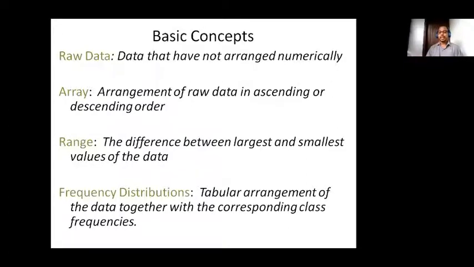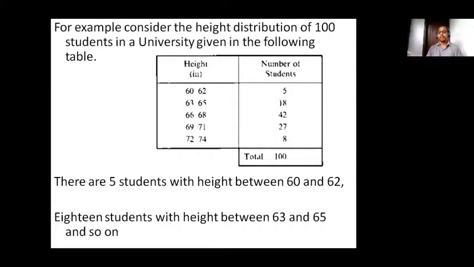Now we introduce the term frequency distribution. If we arrange the data in a table together with the corresponding class frequencies, it is called a frequency distribution. That is, the number of occurrences of data. We illustrate it using the following table.